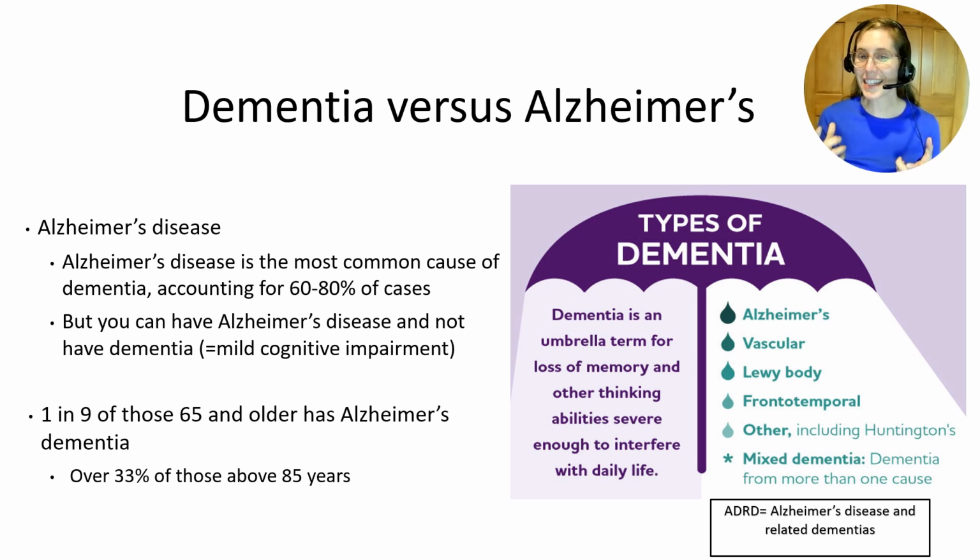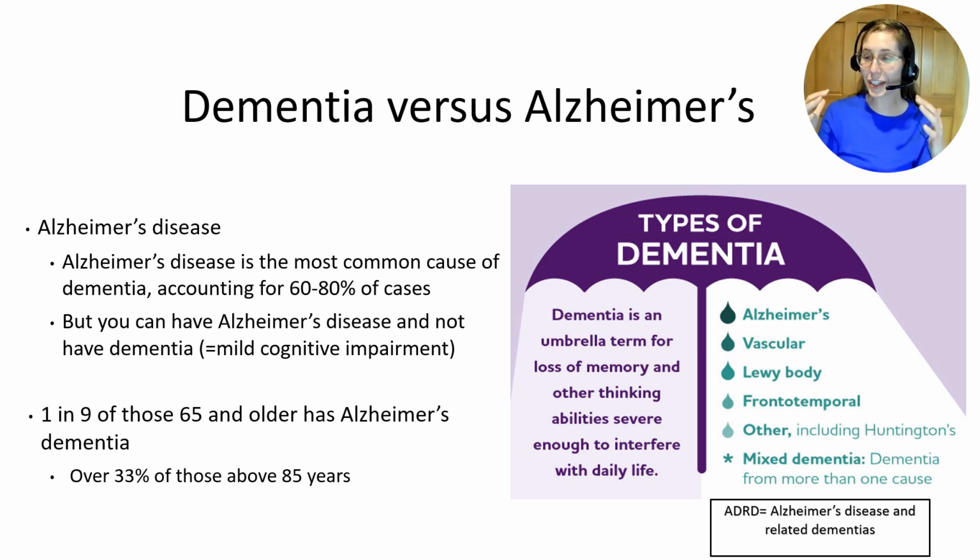All right, so let's tease apart dementia versus Alzheimer's disease, because these are sometimes conflated as being the same, and they are definitely not the same, but it's confusing. So what is Alzheimer's disease? Alzheimer's disease is the most common cause of dementia, and it accounts for 60 to 80% of cases of dementia.